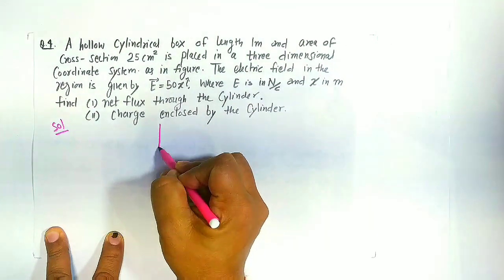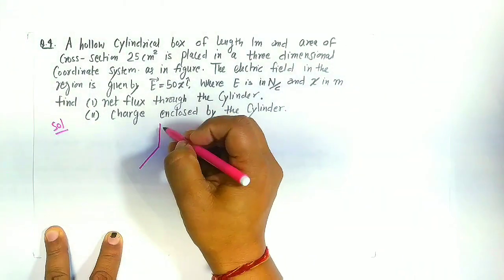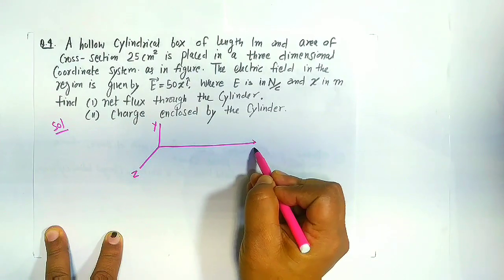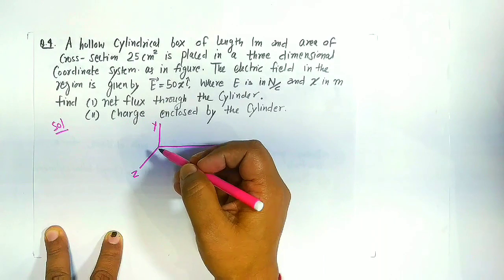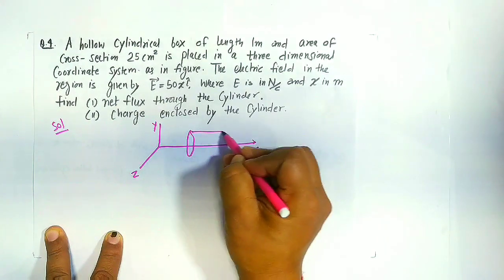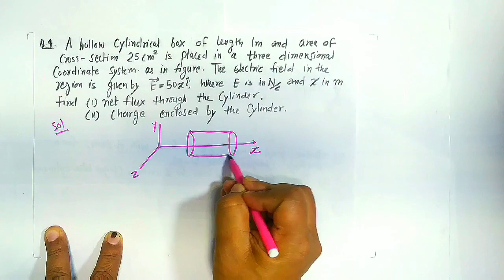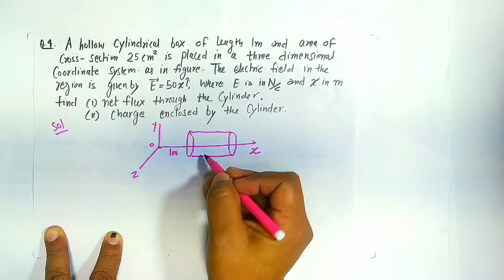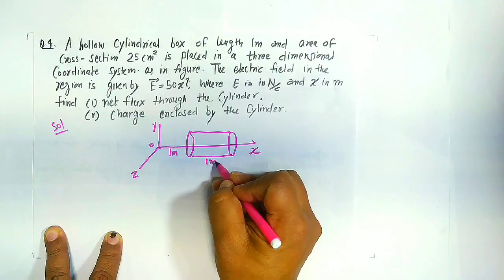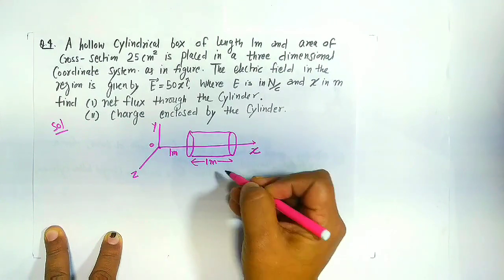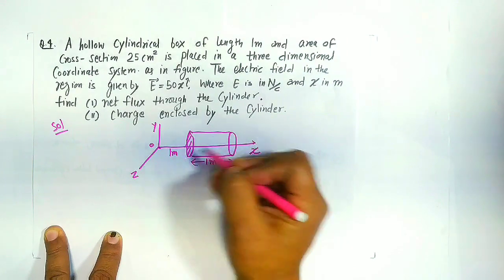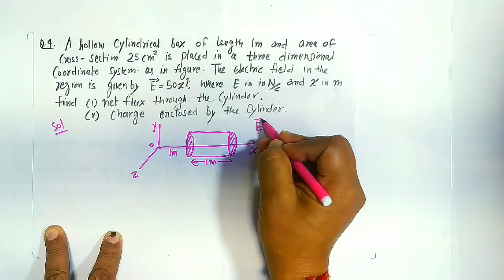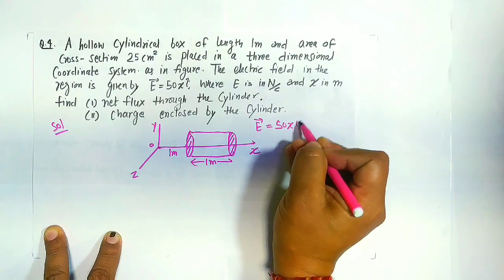So I'm going to draw it. This is the y-axis, this is the z-axis, and this is, say, the x-axis. And there is a cylinder placed in it, along the x-axis. From the origin it is at 1 meter, and the length of the cylinder is also 1 meter. This is the left and this is the right cross-sectional area. Electric field is along the x-axis, 50x i.